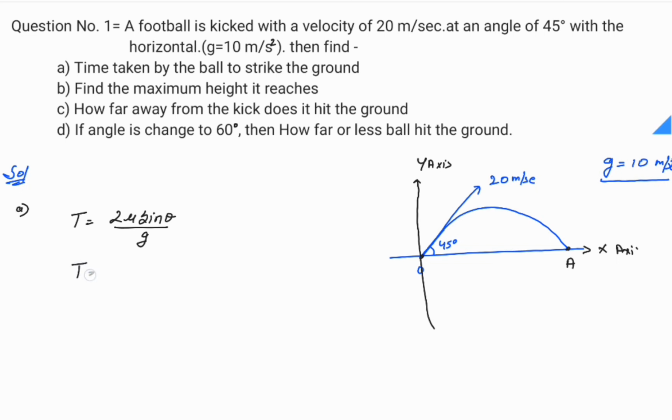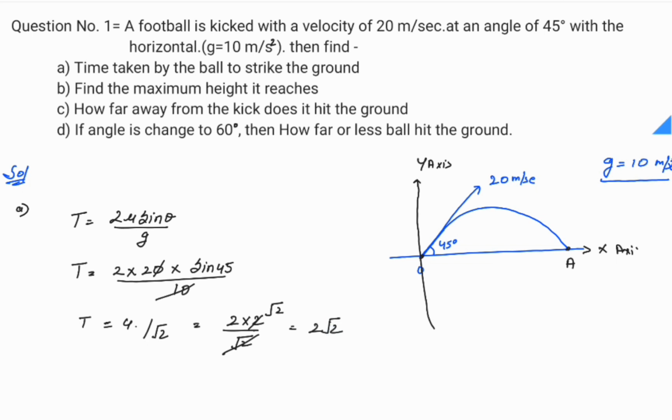Okay, the time t will be equal to 2 multiplied by the initial velocity, which is given as 20, times sine theta. Theta is 45 degrees, sine of 45, and g is given as 10. The value of sine 45 is 1 upon root 2. So I write 2 multiplied by 2 divided by root 2, which is equal to 2 root 2. This is my final answer.